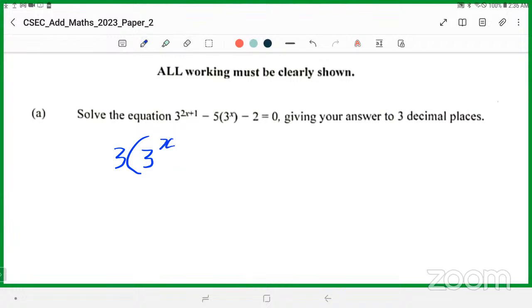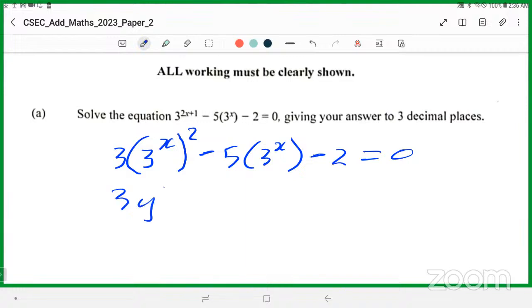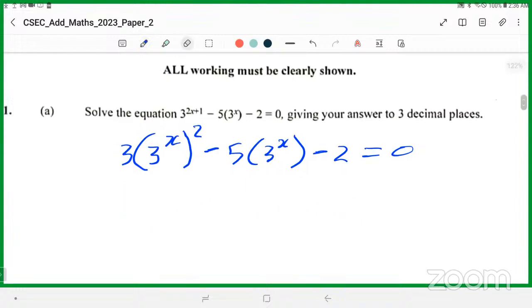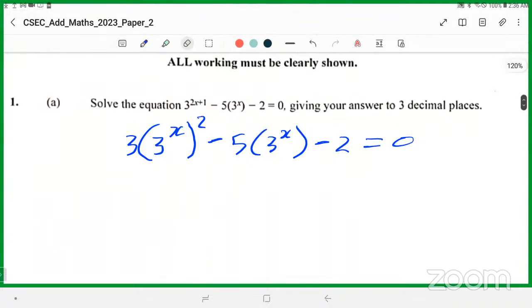So this becomes 3 to the x squared, in brackets, squared. That's what this first term becomes. Minus 5 times 3 to the x minus 2 equals 0. That becomes a quadratic. So this is like 3y squared minus 5y minus 2 equals 0. But I'm not going to do that. I'm going to work with my 3 to the 2x, 3 to the x. I just want to factorize this now.